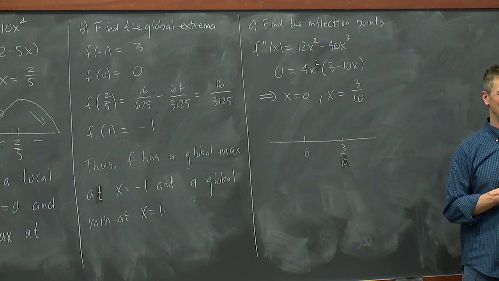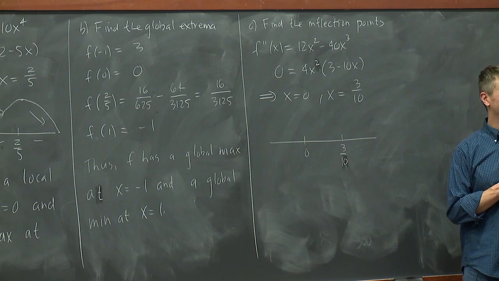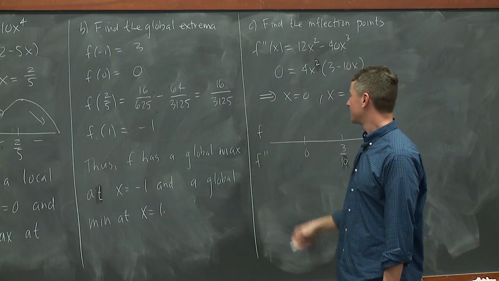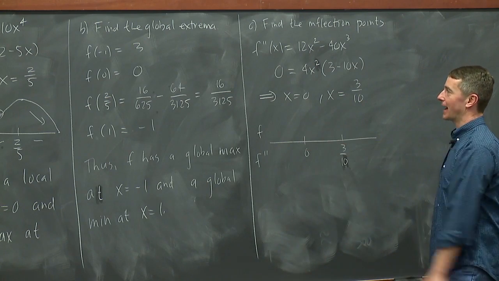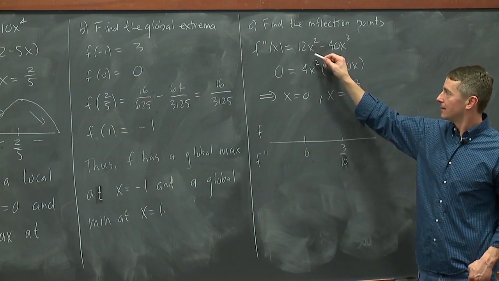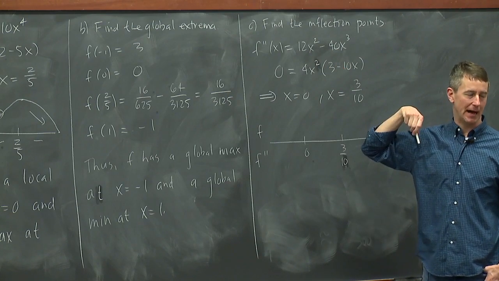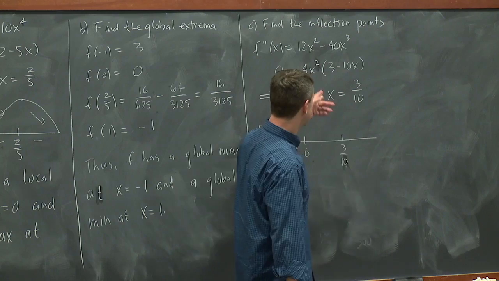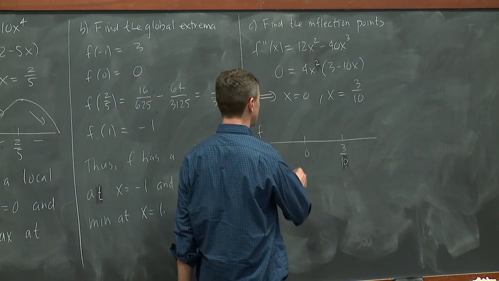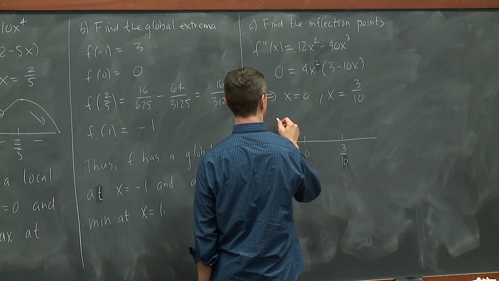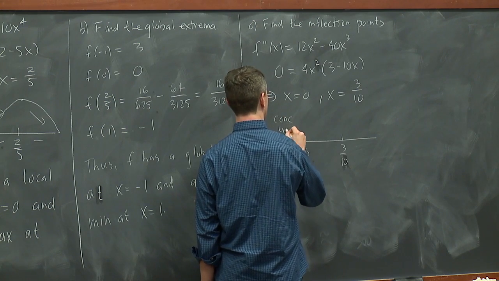What should we be plugging into here? F prime or F double prime? F double prime. What's a good number to pick out here? -1. We know that no matter what, other than 0, which we're not going to plug in, 4x squared is always going to give us a positive, right? So all we really care about is 3 minus 10x. So we plug in -1, 3 minus -10 will be positive. So F is concave what out here? Concave up.